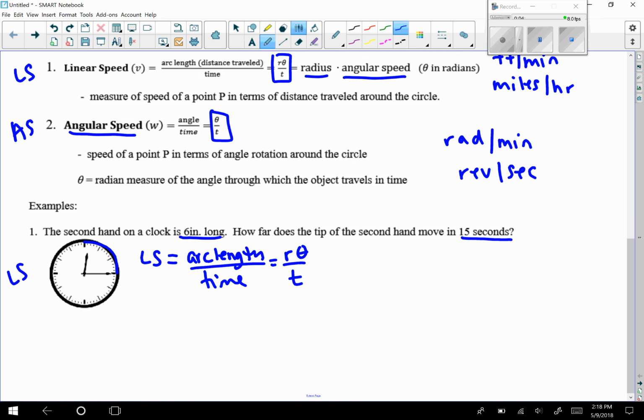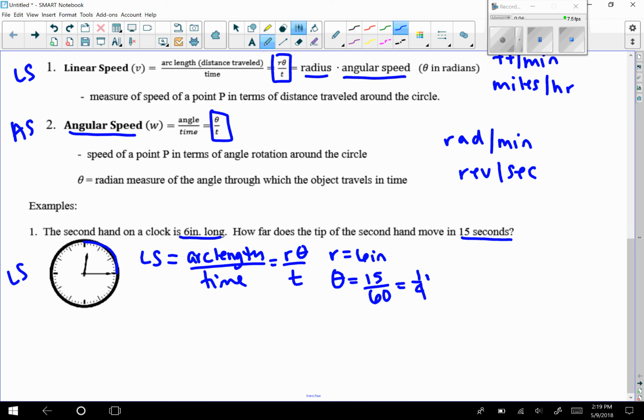So first, we know what our r is equal to because it says the second hand on the clock is 6 inches long. So r is equal to 6 inches. But we don't know what theta is equal to, so we have to figure that out. So let's think about it as a part of the whole. Theta is equal to 15 seconds out of the whole, which would be 60 seconds. If we reduce this, we would get 1/4. So 15 seconds is a fourth of the circle.